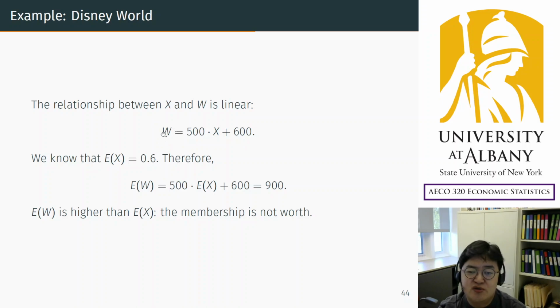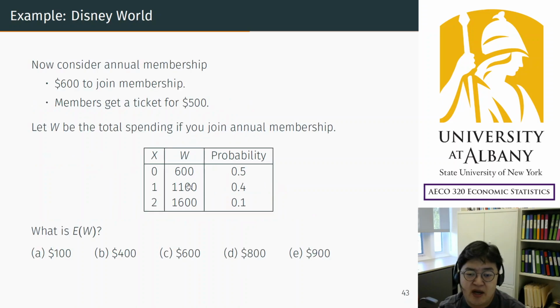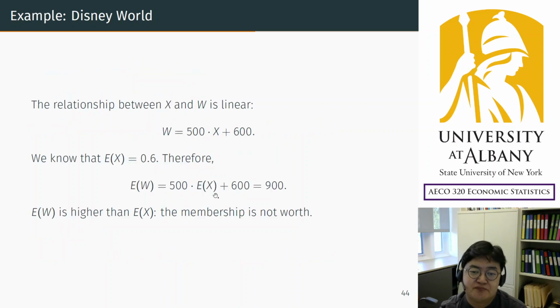W, if you use the annual membership, your cost is like this. Go back to this table. What you can tell here is that when X increases from 0 to 1, W increases by 500. When X increases from 1 to 2, W increases by 500. So the slope is the same. In this case, there are only two increments, from 0 to 1 and 1 to 2. So that's enough. The slope is the same for every interval.